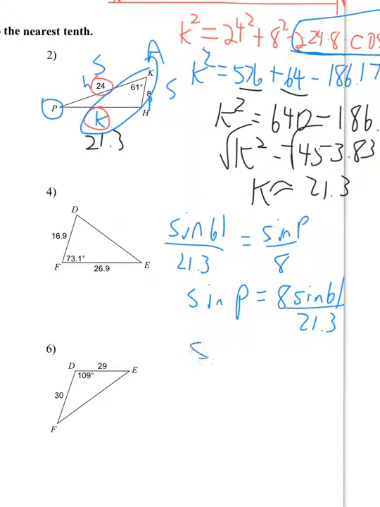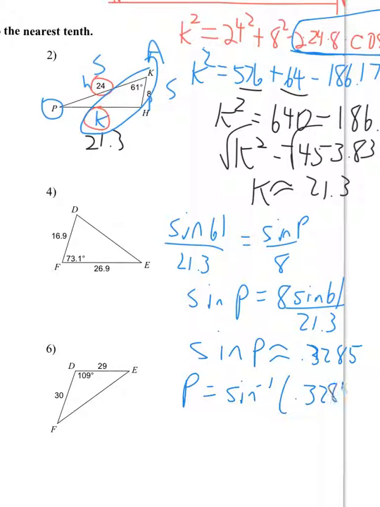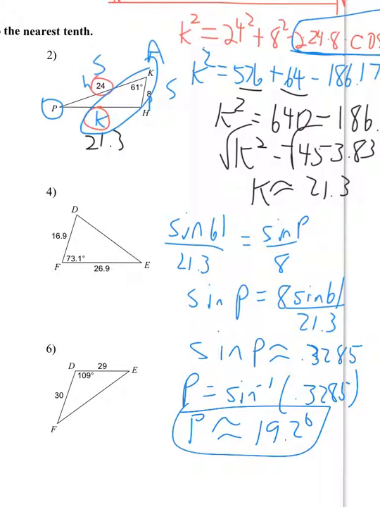So sine P is about, and go to like 4 decimal places there, 0.3285. So now to find angle P, I do inverse sine of 0.3285. And if I do that on the calculator, and we round off to the nearest tenth, like the directions are saying, P is about 19.2 degrees. So this angle right here is 19.2 degrees.